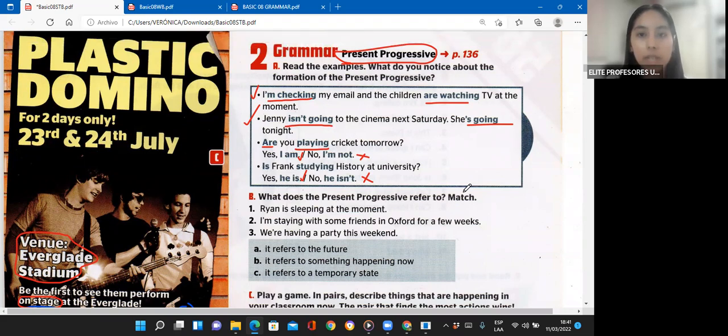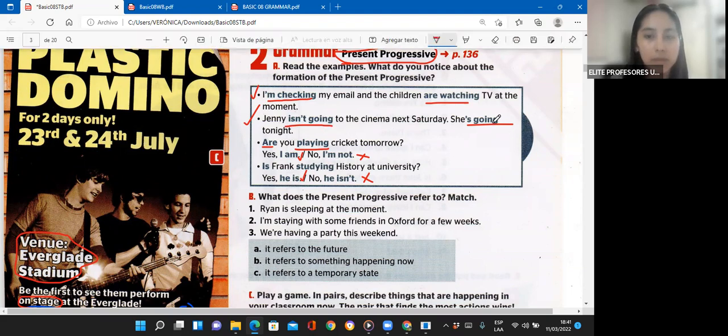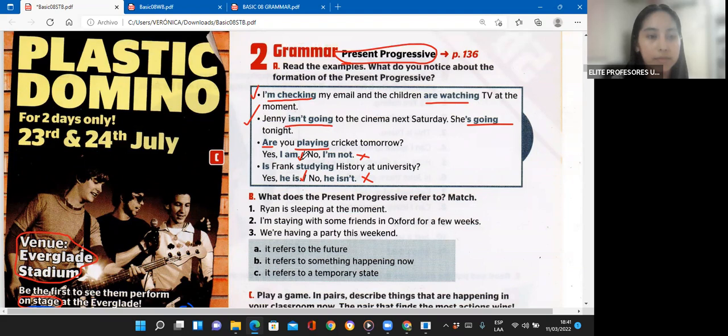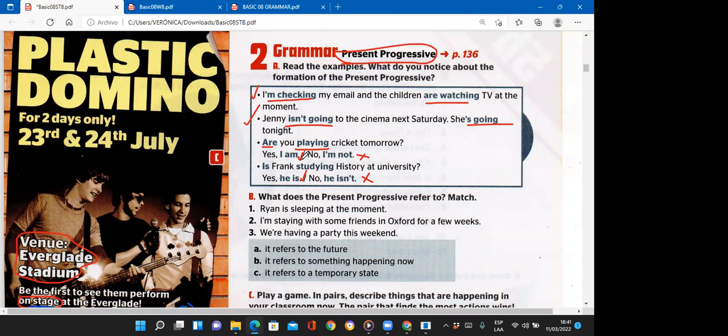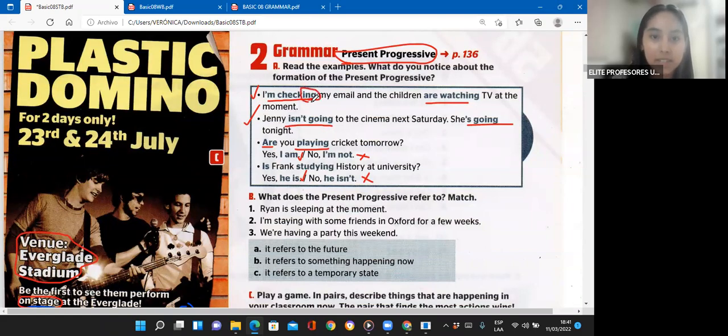Okay, so please give me your answers. What do you notice about the formation of the present progressive? What do you think, where is the grammar in these sentences? How is it formed? ¿Cómo está formado? Ideas, look here, we have examples. Subject, verb to be, verb plus ing. With the ing, right? Yes, that's right. You see here, the ing, the verb to be, and the ing here too, the ing too.